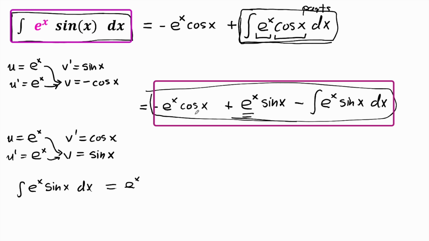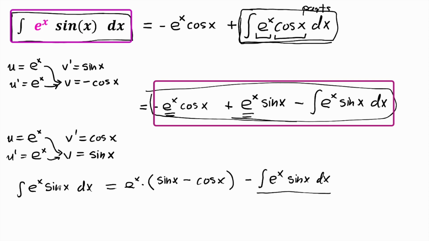We can factor the e to the x, and we'll have, first of all, sine x, and then minus cosine x, and then minus this integral. So minus the integral of this function e to the x sine x dx. So now this integral on the right hand side is exactly the same as the one on the left hand side.